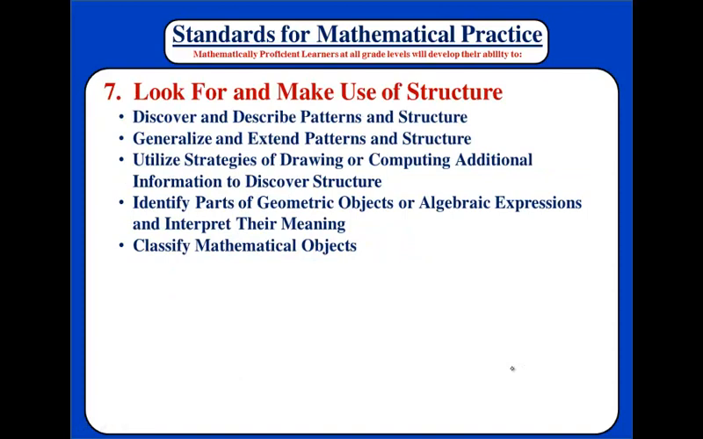Standard 7 is look for and make use of structure. So we want to discover and describe patterns and structure that we see. And then we want to generalize and extend those patterns and structure. We want to utilize strategies for drawing or computing additional information to discover structure. So we don't see the structure yet. What do we do? What can we compute or find or explore to help us find the structure?